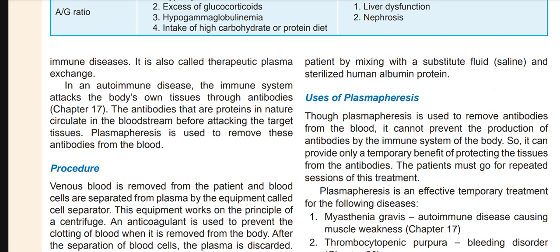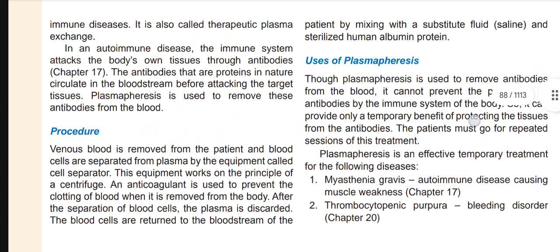It is also called therapeutic plasma exchange. In case of an autoimmune disease, the immune system attacks the body's own tissue through antibodies. The antibodies are also protein in nature that circulate in the bloodstream before attacking the target tissues. So, plasmapheresis is used to remove these antibodies from the blood.